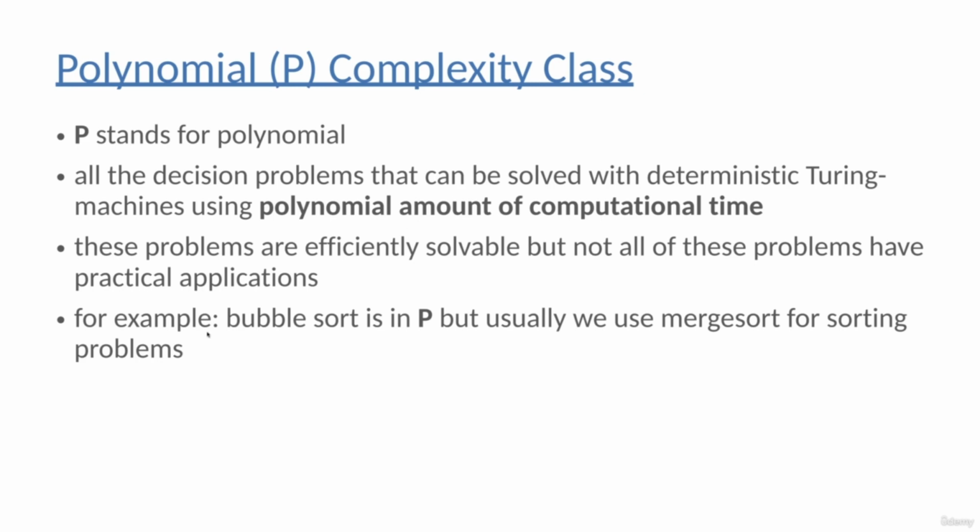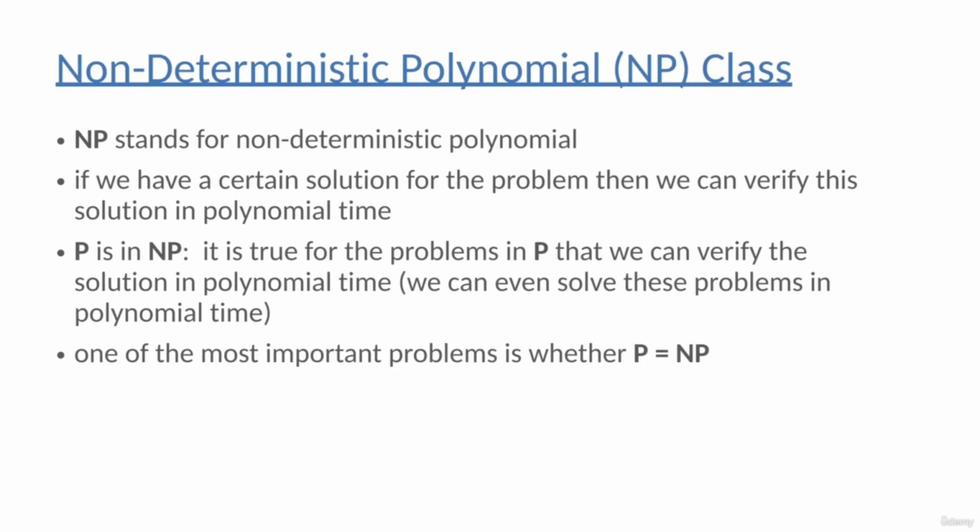By the way, most of the algorithms that we use in modern applications belong to the polynomial complexity class. For example, if we design an algorithm for finding a given user in Facebook or Instagram, of course these algorithms belong to polynomial complexity class. If we want to find the shortest path on Google Maps, of course this algorithm belongs to the polynomial complexity class. What about the non-deterministic polynomial class?